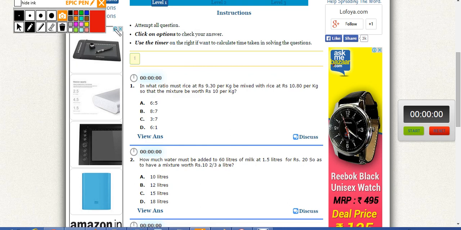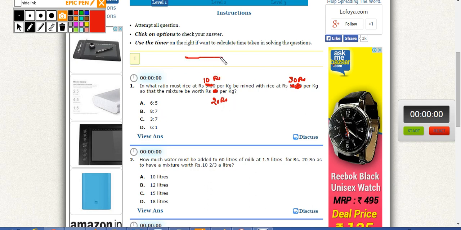I'm going to modify the question as such. In what ratio must rice be mixed? I'm just going to modify these data. Suppose that we are given that there are two varieties of rice. One rice costs 10 rupees and another rice costs 30 rupees. In what ratio should I mix these two rices to get a mixture which is worth 20 rupees?